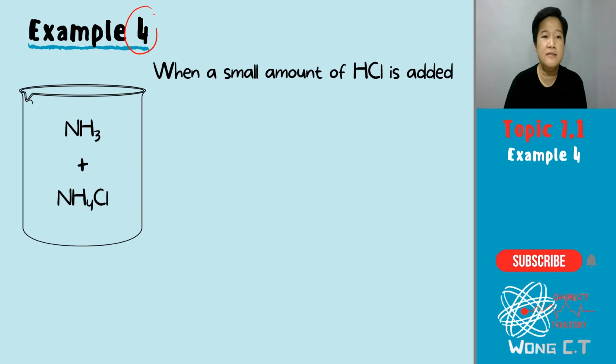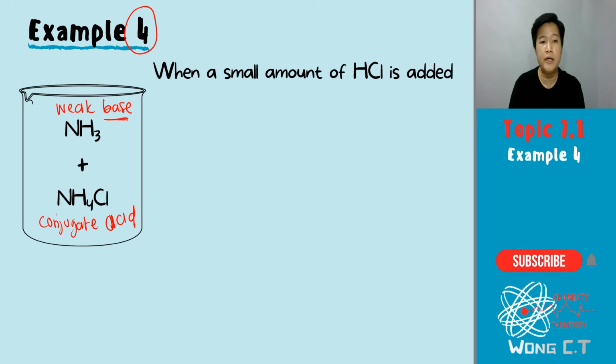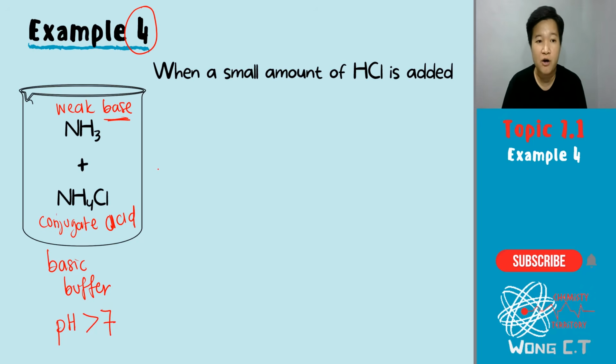Simple. Okay? As easy as this. And last but not least, the last example using the same buffer solution, your NH3, that is my weak base, using the same conjugate acid, of course, because it's the same weak base. So that is my conjugate acid, okay? And because it's a weak base, therefore, it's a basic buffer. And since it's a basic buffer, pH will be definitely more than 7. This is always the first thing that you do when you come across a buffer solution, okay?